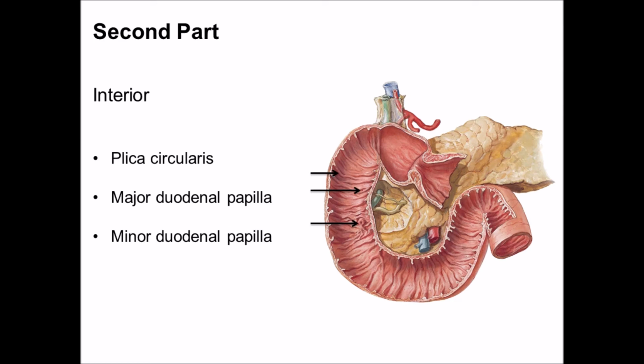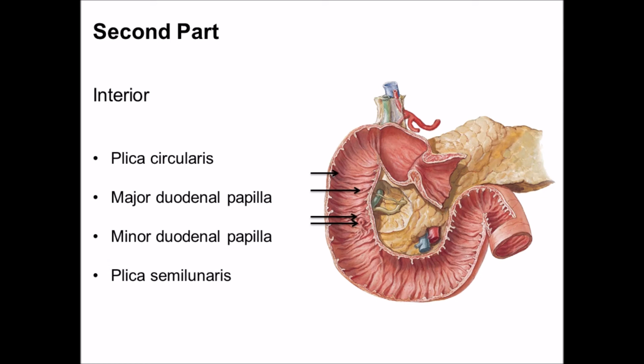Minor duodenal papilla is a small projection which lies 2 centimeters proximal to the major duodenal papilla, or 6 to 8 centimeters from the pylorus of the stomach. This is the site of opening of the accessory pancreatic duct.